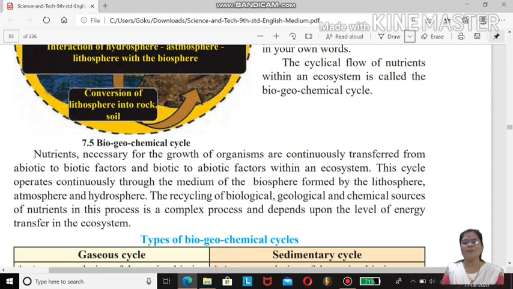This cycle operates continuously in the biosphere formed by the lithosphere, atmosphere and hydrosphere. The recycling of the biological, geological and chemical resources of nutrients in this process is a complex process and depends upon the level of energy transfer in an ecosystem.